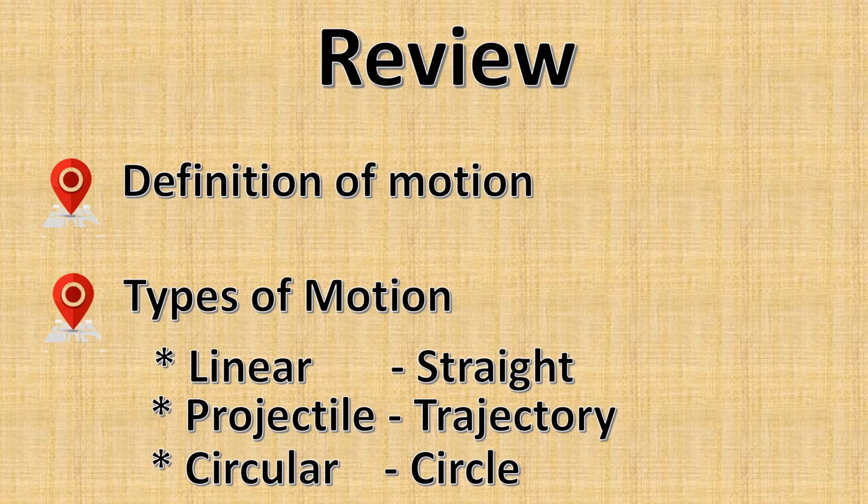For example, turning the page of your book is one example of motion, from one page to another page. Or the earth is revolving around the sun. Those are some examples of motion. So what are the three types of motion? These are linear, projectile, and circular motion. Linear is a motion in a straight line. Projectile is a motion that follows a trajectory. Circular is a motion that follows the circumference of a circle.